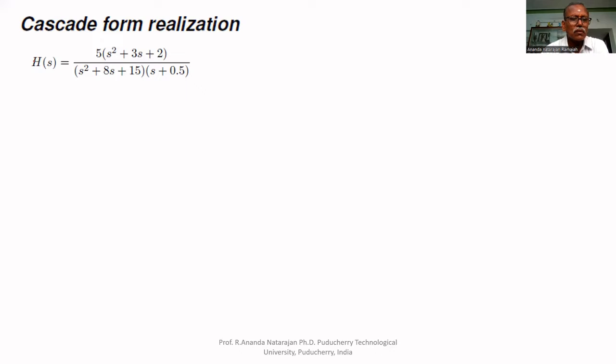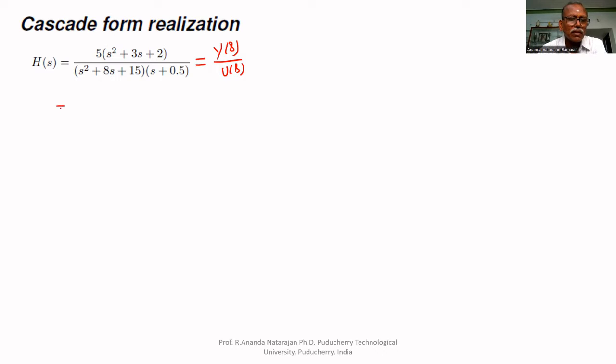Today we are going to see cascade form of realization. That is the third form that we are going to see today. This is the given transfer function, y of s upon u of s. For that, we have to obtain the cascade form realization.